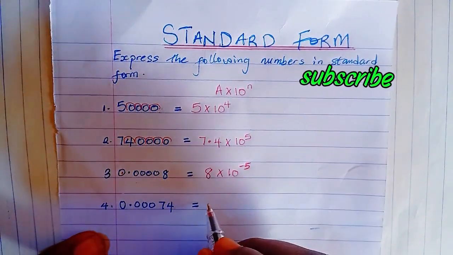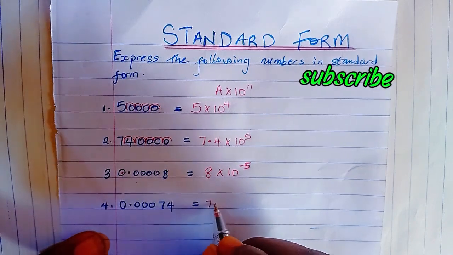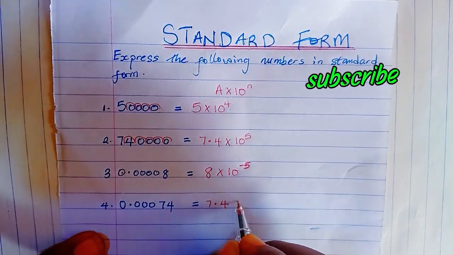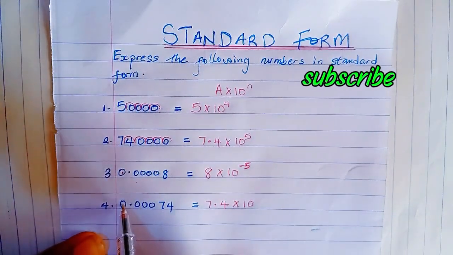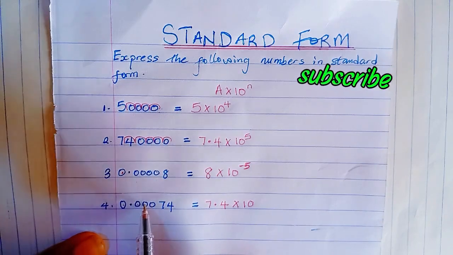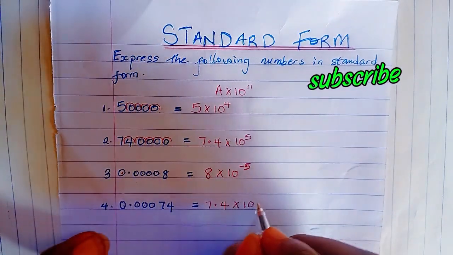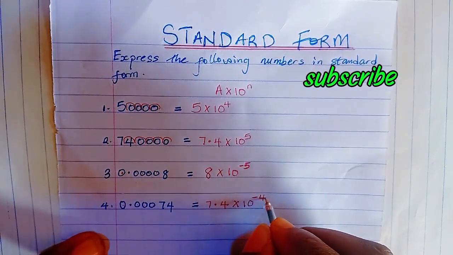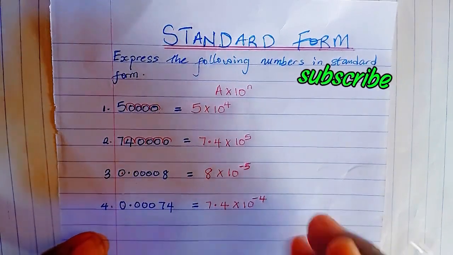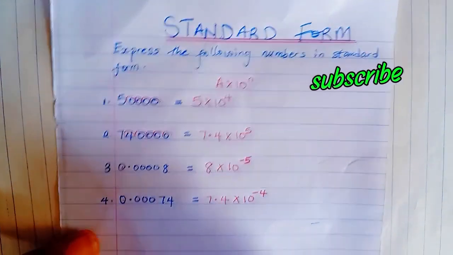So this one also, we are going to have 7.4 times 10 raised to power. Let's count the zeros. 1, 2, 3, 4. Which should give us minus 4. Minus 4.